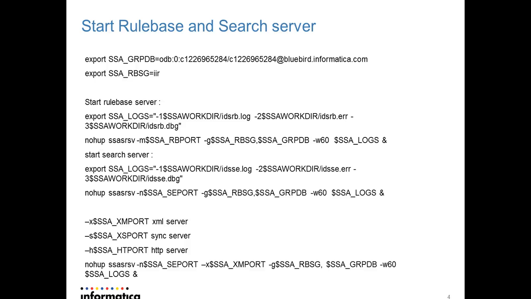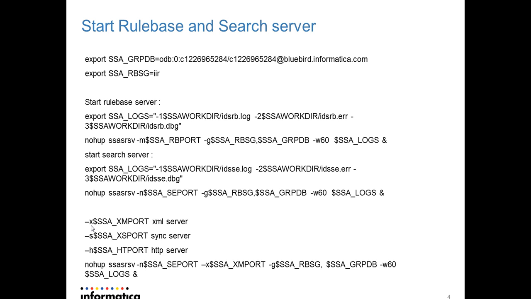To start the search server in a group, you need to use same command /srsv, but with -n option to start search server, and you need to give search server host and port with this option. With -g option, you need to give the same group you started the rule-based server, and after the comma you need to give rule-based connection string. With -w option, you can define the polling frequency, and you can define the logs to redirect the search server process logs. If you want to start the optional servers in a rule-based group, you can start them with search server.